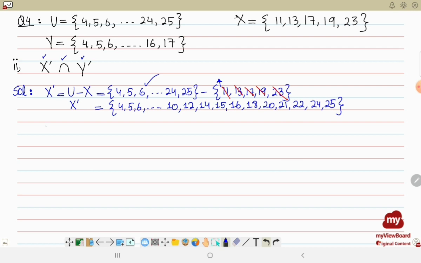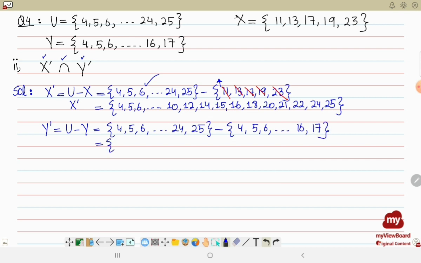ओके, नाउ आपके पास क्या चीज़ है, नेक्स्ट इज़ वाई कॉम्प्लीमेंट. वाई कॉम्प्लीमेंट मीन्स यू में से आपने वाई को माइनस कर देना है वाई के एलिमेंट्स को. सो यू विल राइट डाउन यूनिवर्सल सेट फर्स्ट. So 24, 25 and then minus and then universal set 4, 5, 6 till 17. Okay. Now let's cancel out the elements.